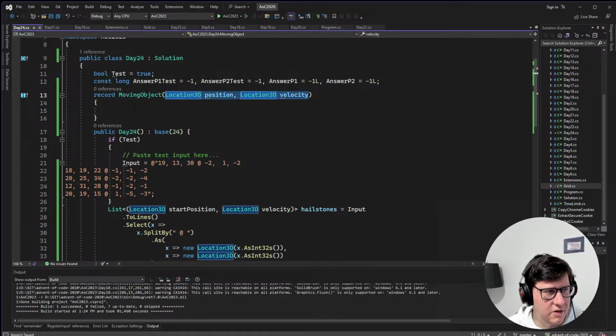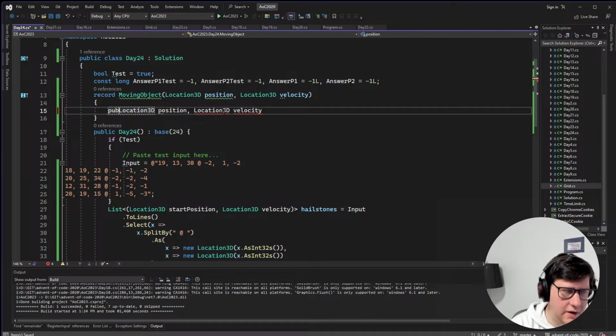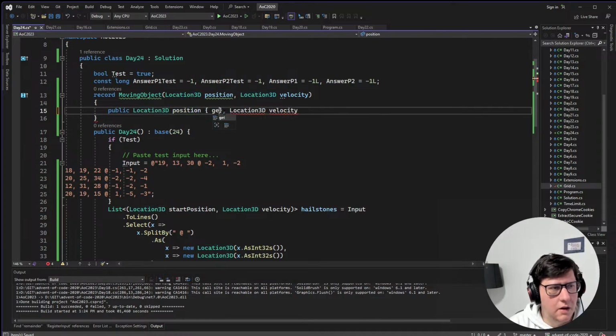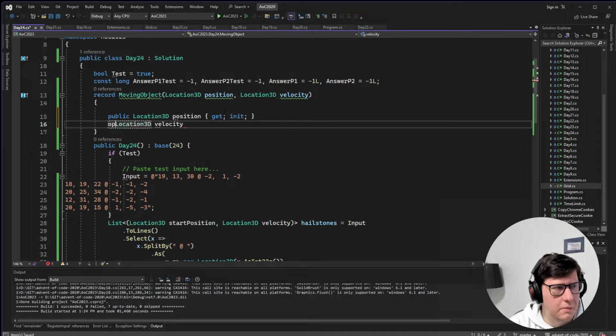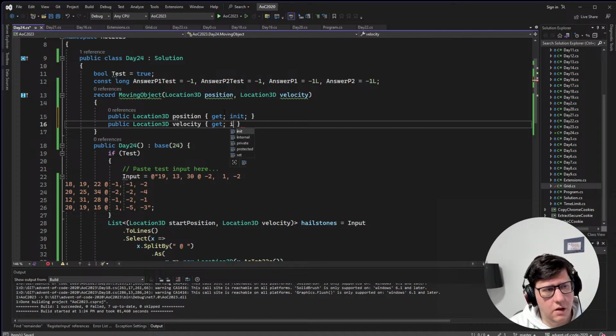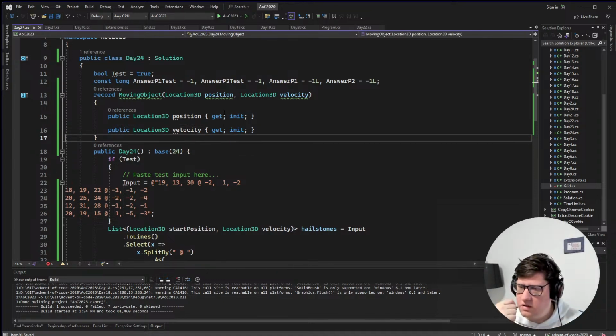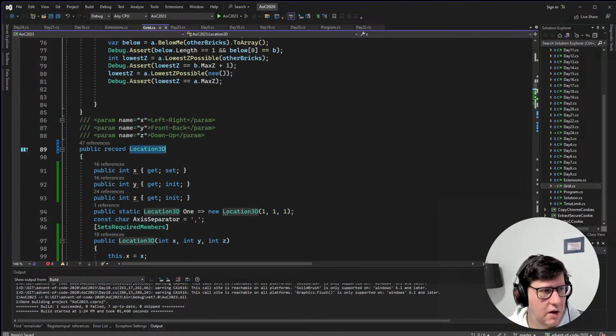And since I want to do some parsing here, I probably just need to define these as parameters as well. Get set, and then this one needs to be init, public. And in this case, since I might want to have... is location 3D something you wrote, or is it from the... it's something I wrote.